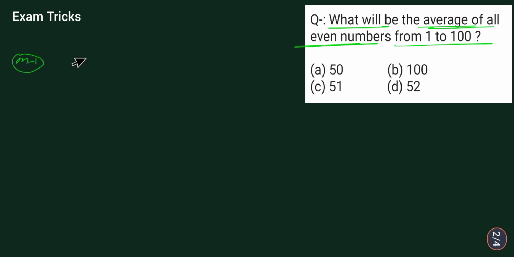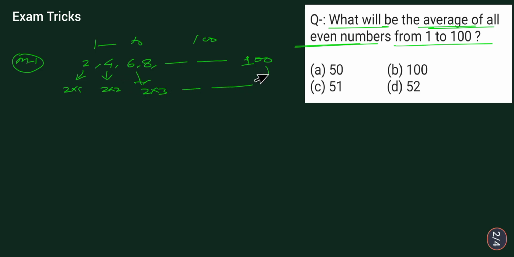You have to find the average from 1 to 100 of all the even numbers. The first even number would be 2, 4, 6, 8, and so on up to 100, right? The first term you can write as 2 into 1, the second term 2 into 2, the third term 6 as 2 into 3, and so on. The 100 you can write as 2 into 50. It means the total number of terms here runs from 1, 2, 3 to 50. So a total of 50 terms are available here.